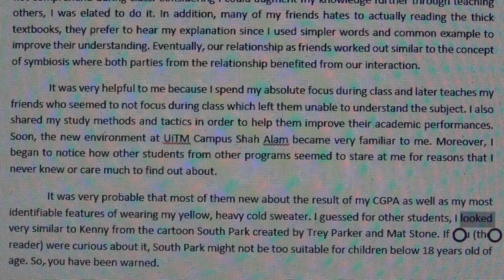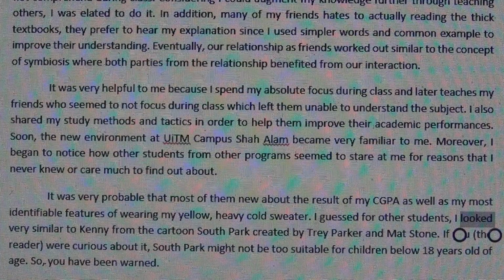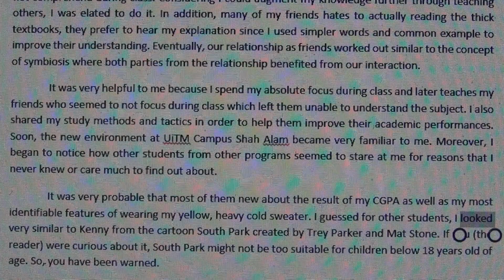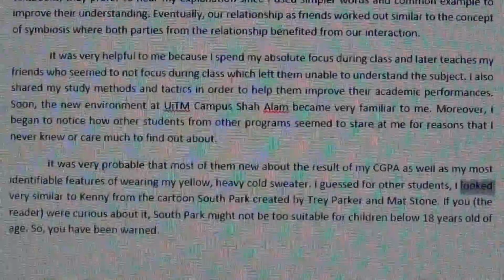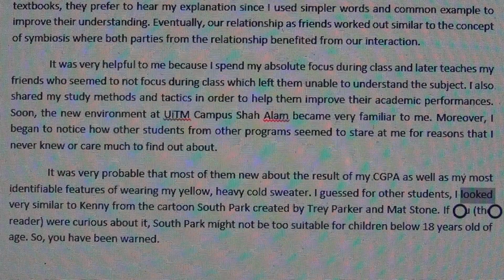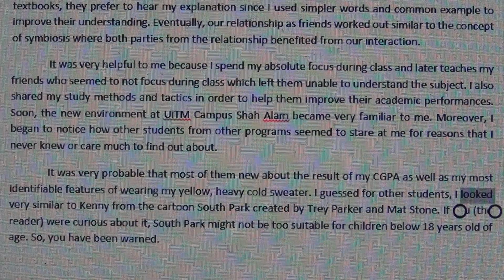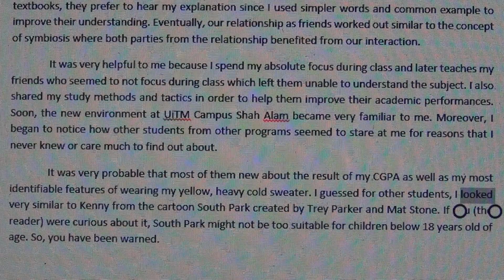I guess for other students, I look very similar to Kenny from the cartoon South Park created by Trey Parker and Matt Stone. If you, the reader, were curious about it, South Park might not be too suitable for students below 18 years old of age, so you have been warned.